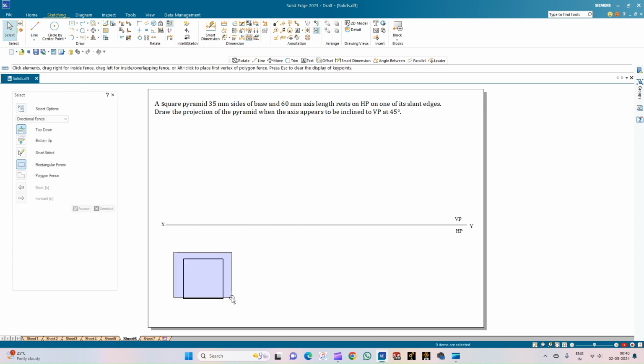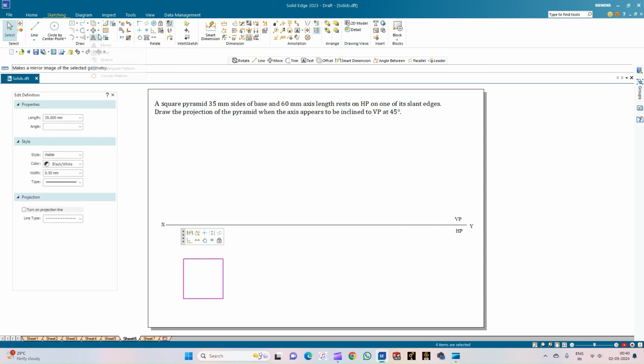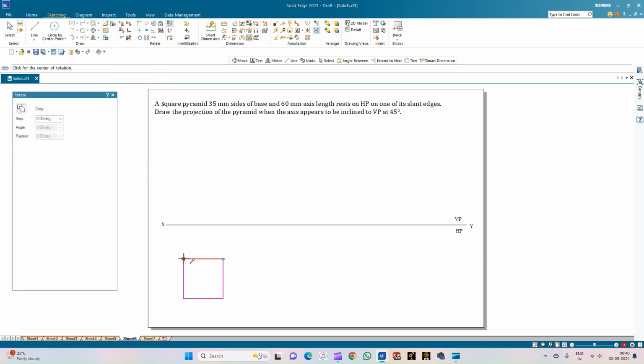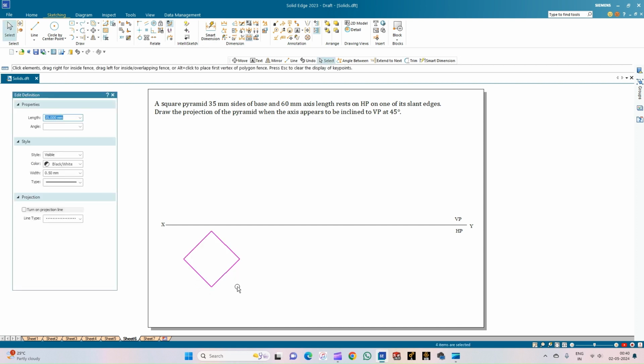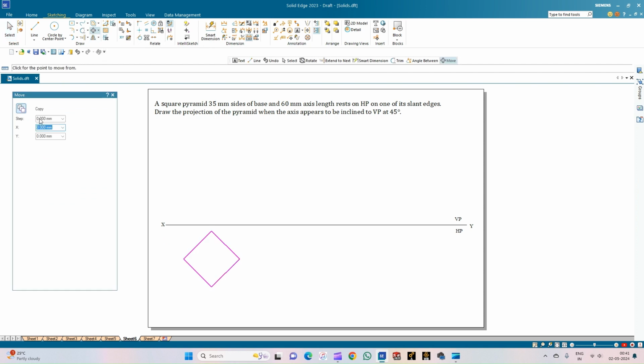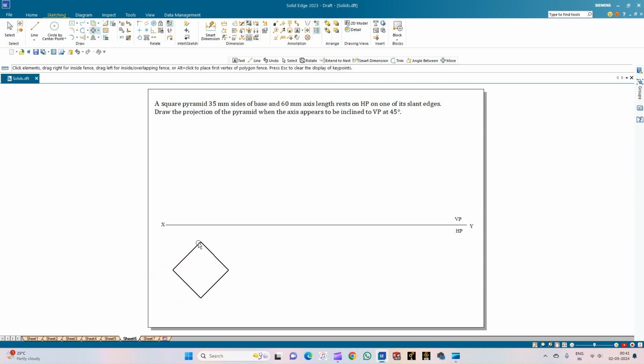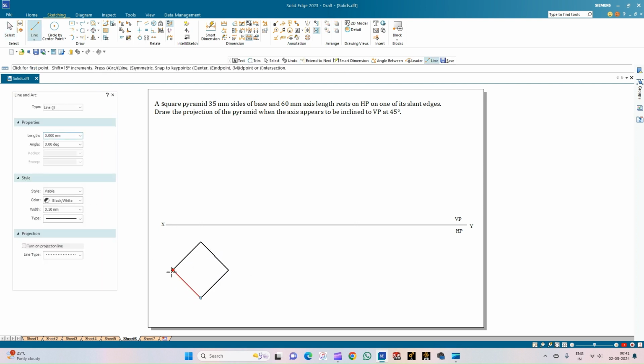Now let us select this square and give a rotation in such a way that it is resting on one of its corners. For that, select the two extreme points on a diagonal and ensure that that particular diagonal is parallel to the xy line. So this completes the position of the square pyramid resting on one of its corners. Now let us draw the triangular faces by joining the diagonals.